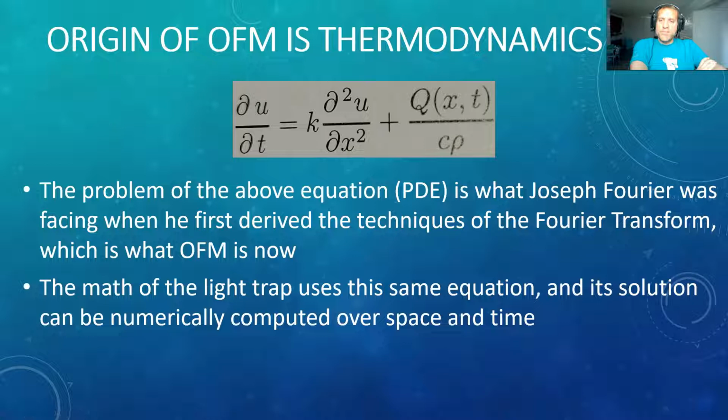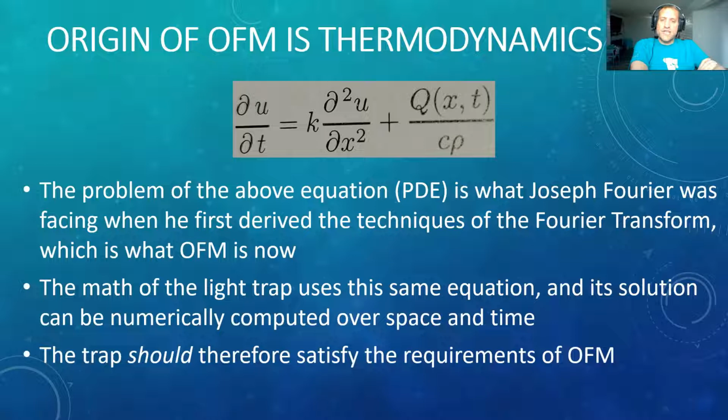Okay, so the math of the light trap uses this same equation, and its solution can be numerically computed with special techniques to compute this equation numerically over space and time. So the trap should therefore satisfy the requirements of ontological Fourier mathematics. And it does, good. So maybe in a light trap where this equation applies and where we're trapping light in some odd way, maybe we will see something happen with this equation. This is where we should find something. If you just think about it, you just sort of set up how you should be able to solve this problem of finding mind and existence.